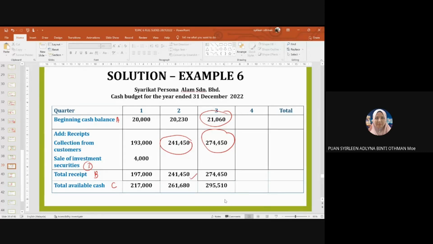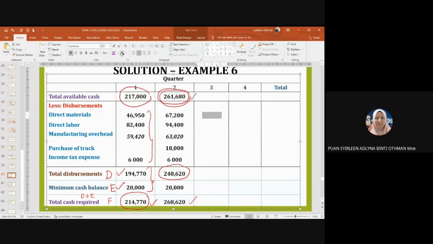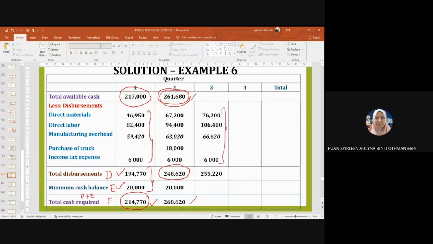Okay, kita tengok bahagian bayaran pula, disbursement. What do you need to pay actually? I need to pay for my direct material taken from my schedule. Direct labor taken from my direct labor budget. Manufacturing overhead taken from my manufacturing overhead budget. Tolak depreciation expense. Lepas tu tak ada purchase of truck. Tapi still I need to pay for my tax. So jumlah yang saya perlu bayar ialah 255,220. 4 item ni is 255,220.